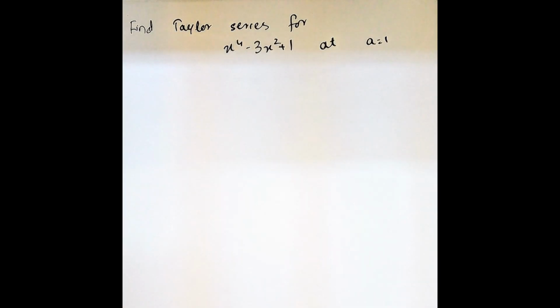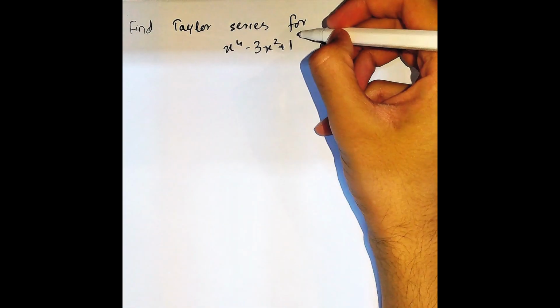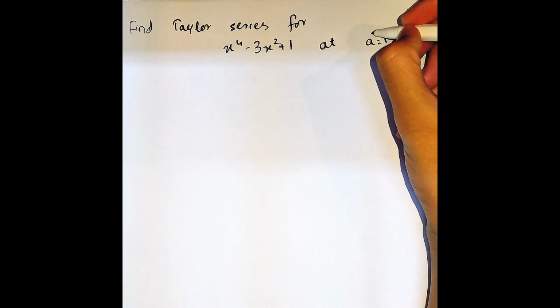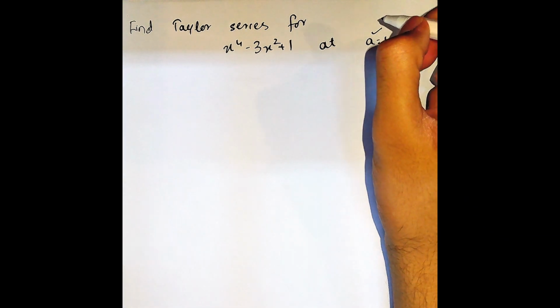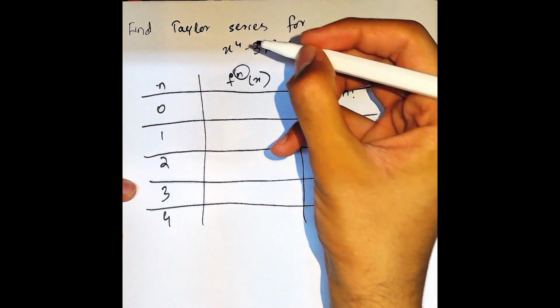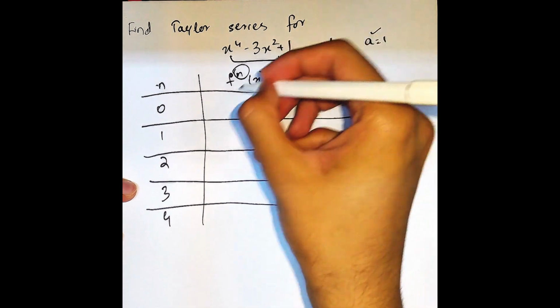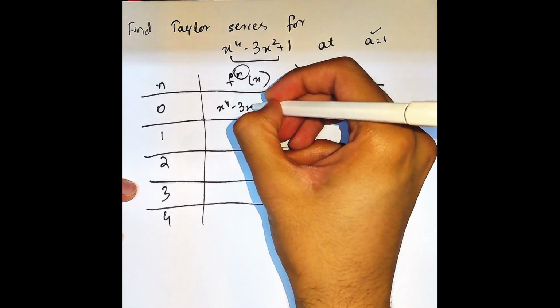Okay, so guys, in this video we have to find the Taylor series for x^4 - 3x^2 + 1 at the neighborhood point a = 1. Okay, so let's begin. Let's take the first derivative. Of course, the zeroth derivative is the same function right over here, x^4 - 3x^2 + 1.